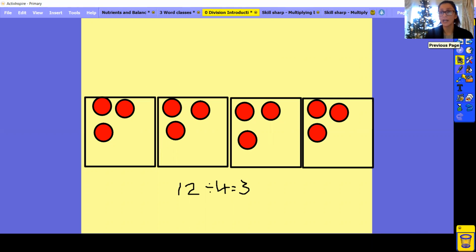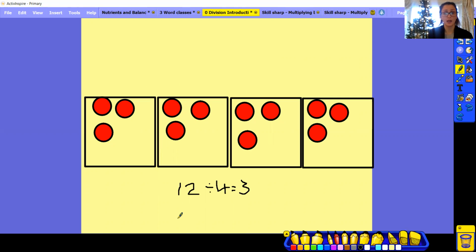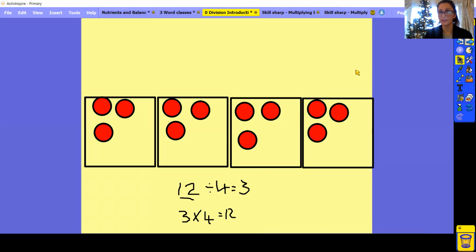And also you can check your multiplication facts. If you know 3 times 4, if you do your 3 times table, 3, 6, 9, 12, which is also our whole. Okay, let's go on to the next one.